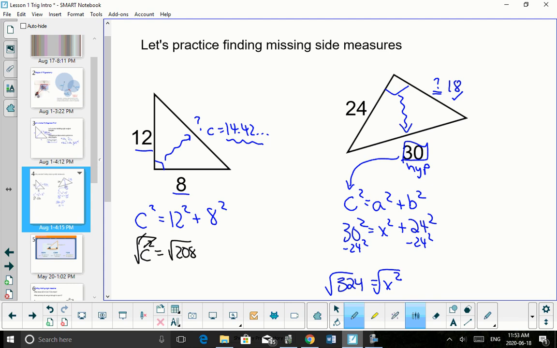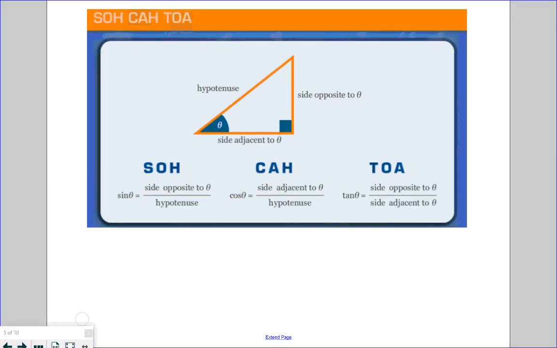Okay? So the new piece of information that we did in grade 10 was SOHCAHTOA. What we use it for, first things first, you can only use this in a right angle triangle. And you use it when you have one side and one angle, and you're looking for other sides and other angles.